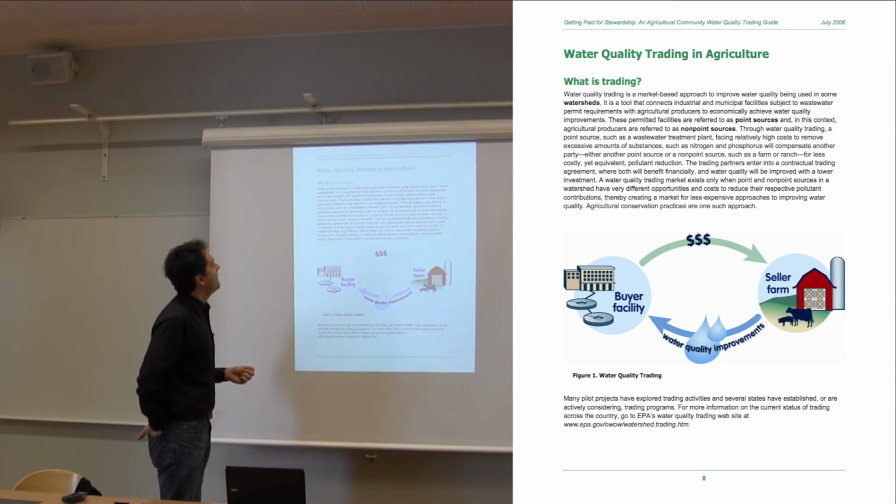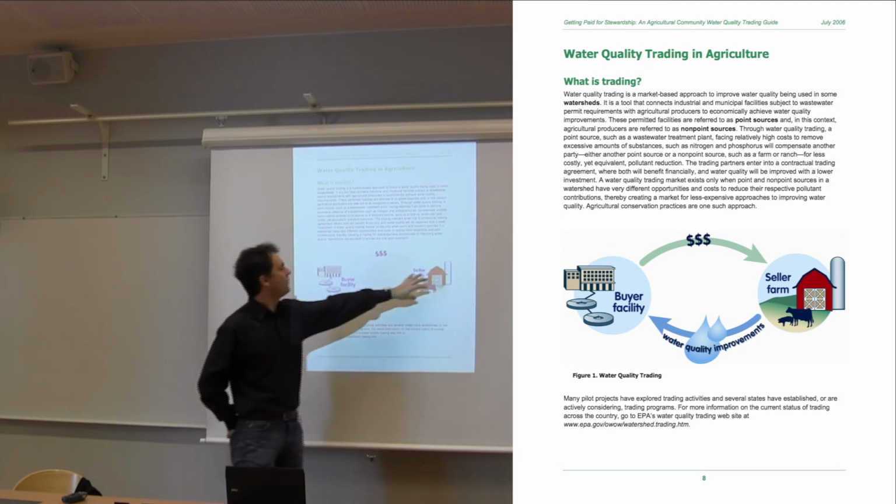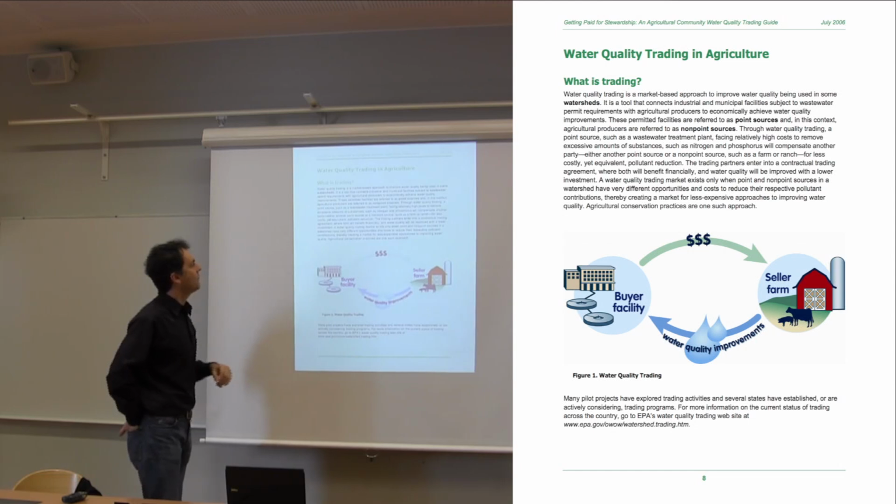These permit facilities are referred to as pond sources, so this is a pond source. And in this context, agricultural producers are referred to as non-pond sources. That's for the vocabulary.